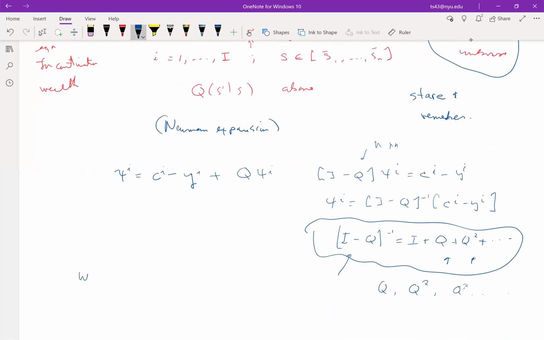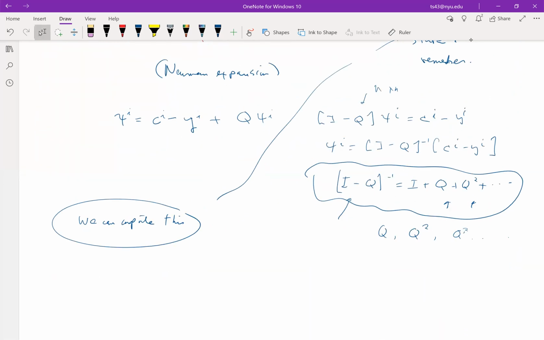So we can compute this. And I'm getting this from the stare part of this. Okay. Now, the remember part is we have to check some things.